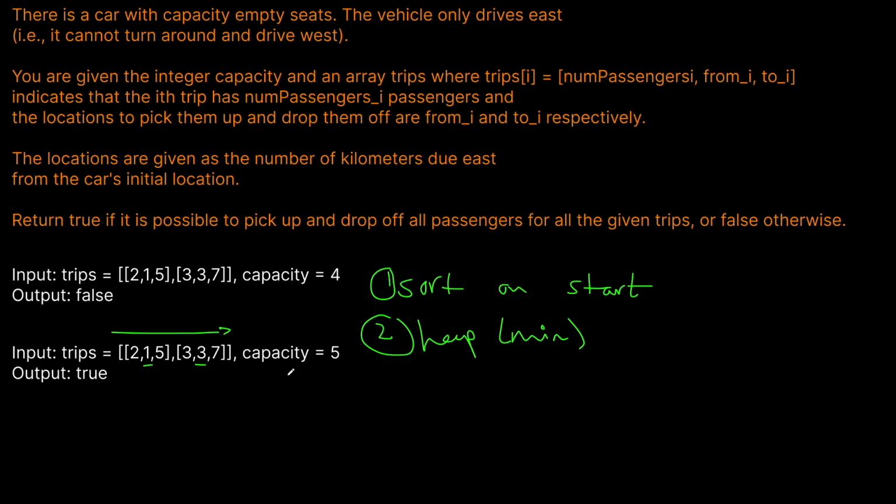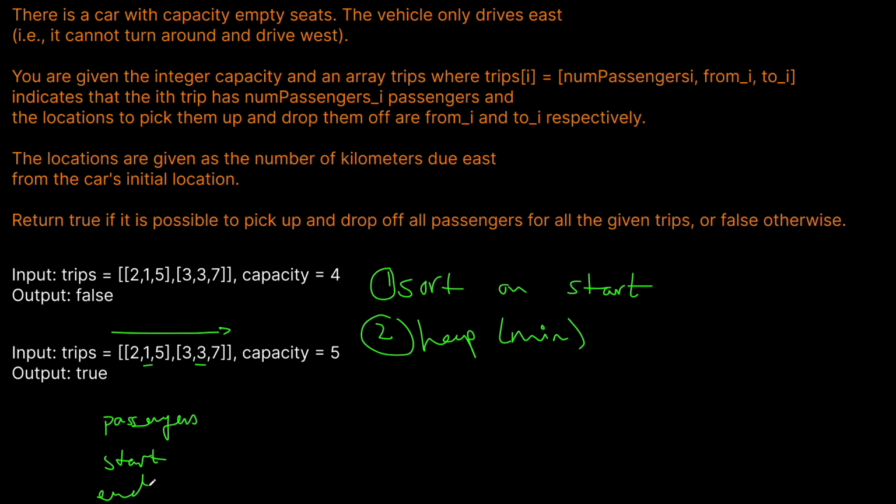So the way that we're going to do this is, if our heap is not empty, that means that we have a current journey that's going on, so someone needs to get off at some point. What we want to do is iterate from left to right over our trips. And remember that this is going to give us the passengers. We're going to get the start and the end position.